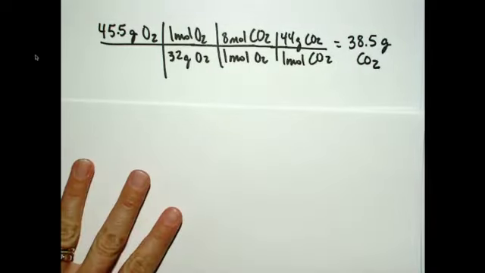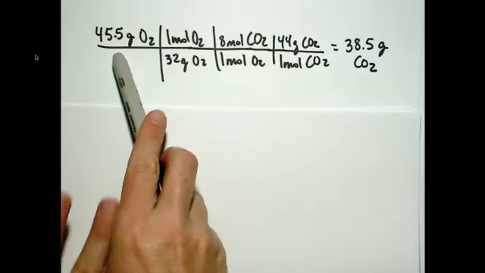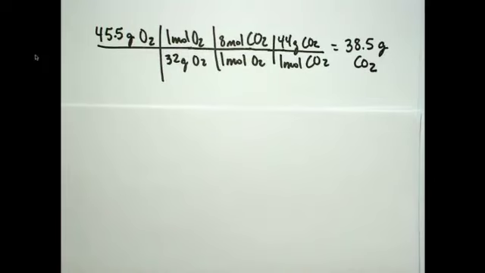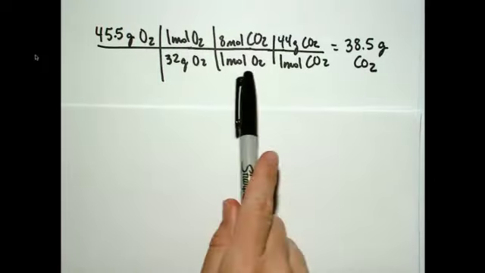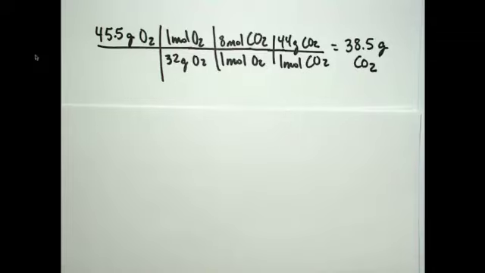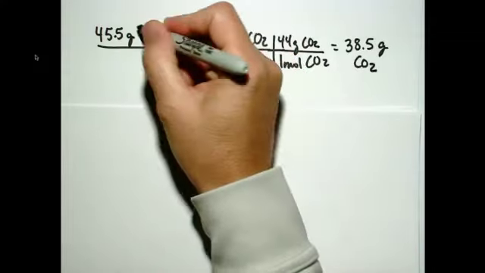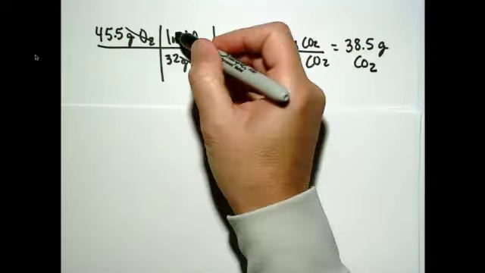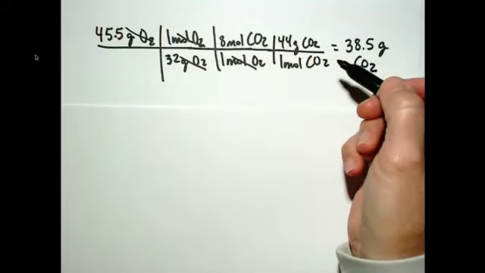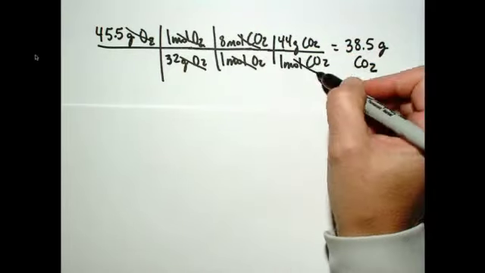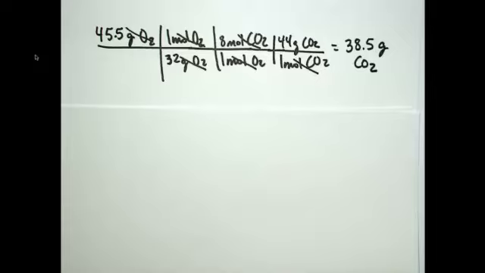So what you should have done was set up the problem like this and started with what was given. In this case, the given is the oxygen because that's the limiting reagent, and gone through your normal conversion sequence, converting to moles of oxygen and then to moles of carbon dioxide using the reaction stoichiometry, and then to grams of carbon dioxide to come up with 38.5 grams of carbon dioxide formed in that particular reaction.